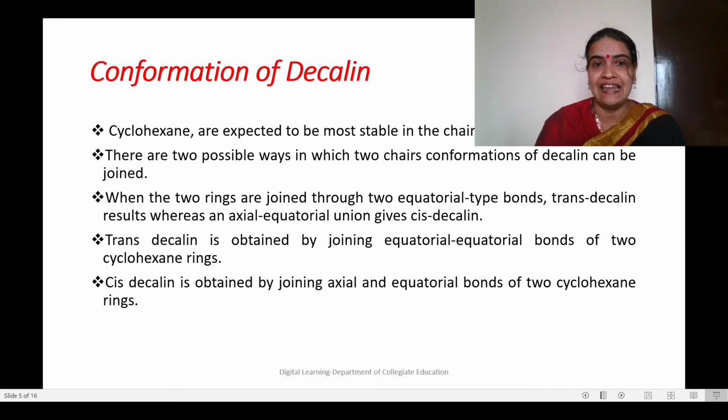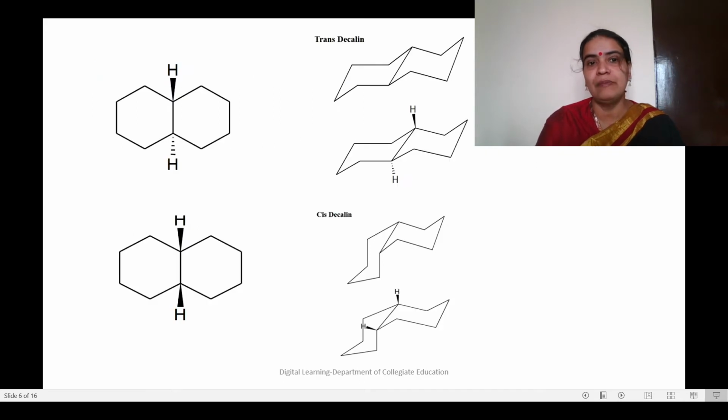But for decalin, two different chair conformations are there. There are two possible ways in which two chair conformations of decalin can be joined. When the two rings are joined through two equatorial type bonds, trans decalin results. Whereas, if the two rings are joined through axial equatorial union, then it will lead to cis decalin. It will be more clear in this structure.